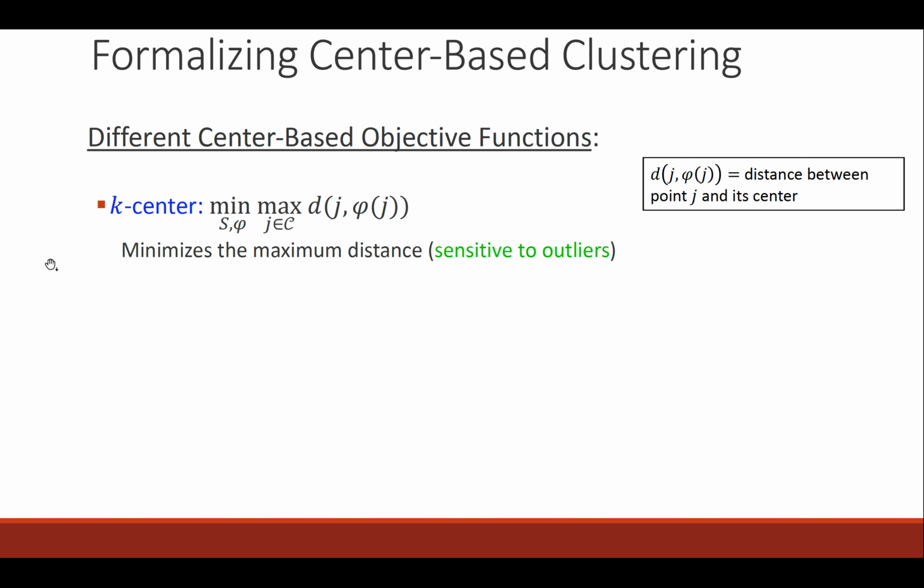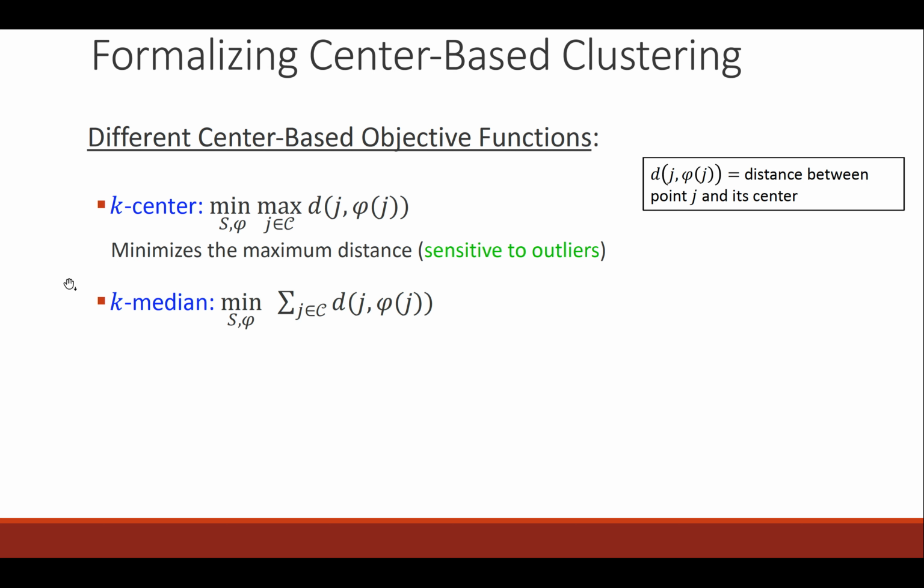And you can see that the k-center objective is sensitive to outliers. So for example, given k-center clustering over a dataset, the addition of outliers could actually significantly change the clustering if you apply k-center, because k-center looks at the maximum distance between a point and its center. The k-median objective, on the other hand, minimizes the sum of the distances between the points and their assigned center.